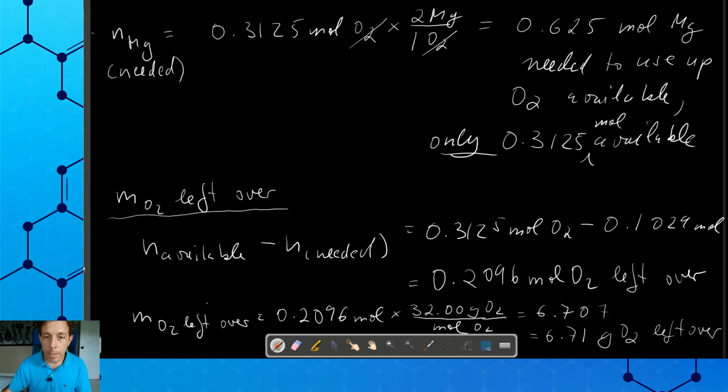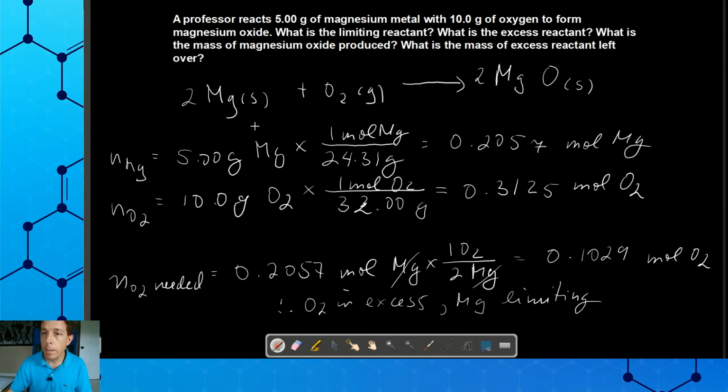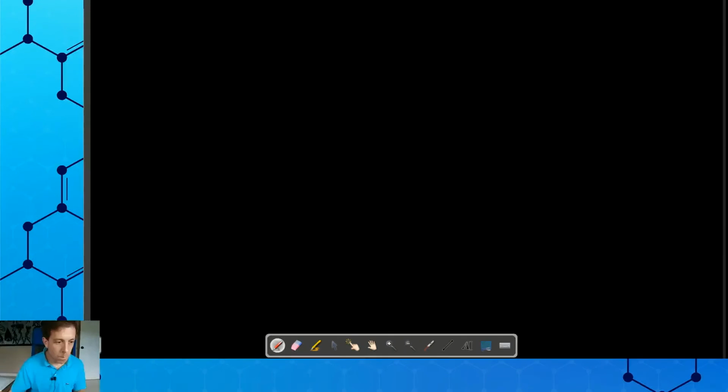And then the last answer that we want here is the mass of magnesium oxide produced. That's the last thing that we need to do right here. We can find the mass of magnesium oxide from the limiting reactant, which is magnesium. So the mass of magnesium oxide produced, we can calculate from the limiting reactant.